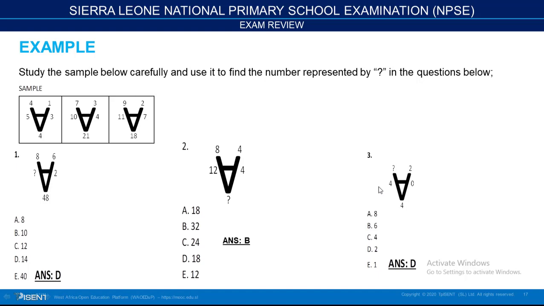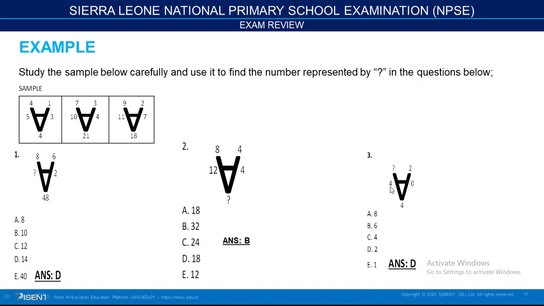Number 3. Same pattern. Now look at where the question mark is. Remember, this is the first number we always work with. That is, this plus 2 must give you 4. So if you want to find a number here, in as much as this question mark plus 2 will give you 4, it's the same thing.